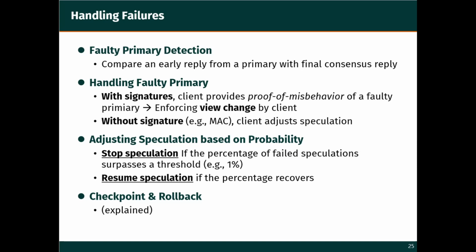And the meaning of adjusting speculation is that the client can decide whether or not to speculate each request based on probability. For example, the client can stop speculation if the percentage of failed speculation surpasses a predefined threshold, say 1% of speculation failure. And it also can resume the speculation if the percentage of speculation failures recovers. The other failure handling methods, checkpoint and rollback, were discussed previously, so I skip this part.